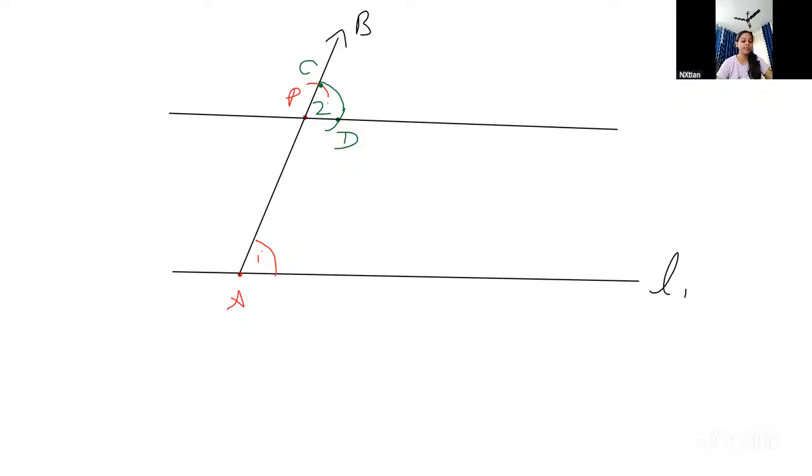Tomorrow I'll show you videos to do this, if I can find it, and it'll be more clear. We'll see the videos to do this. This is L2, your second parallel line.